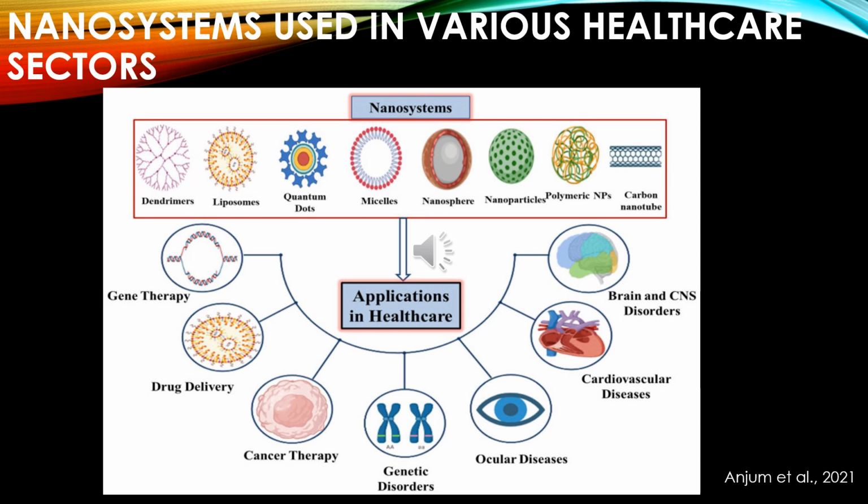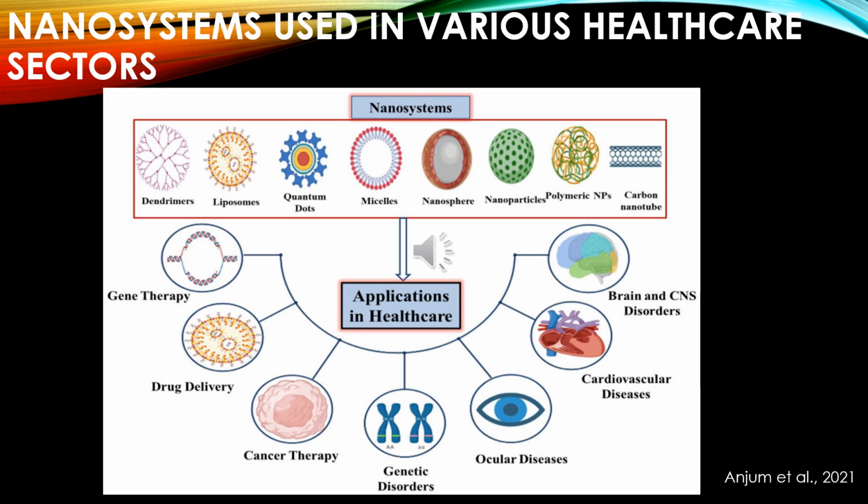Cancer therapy, this is a very vast area where nanostructures have been used in diagnostic as well as in treatment procedures. Next is genetic disorders. These nanostructures are also playing an important role in treating several genetic disorders, and they are helping us to target the specific genes and drugs to the particular site so that the disease or the alterations can be corrected. Ocular disease, the eye is a very sensitive area, even though nanosystems are playing a crucial role in treating several eye diseases.